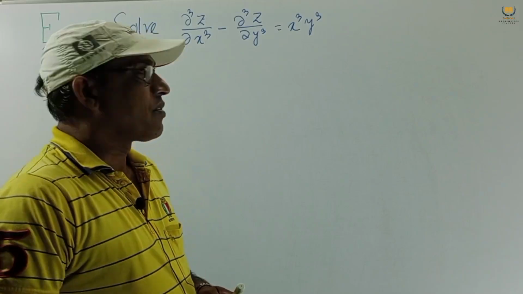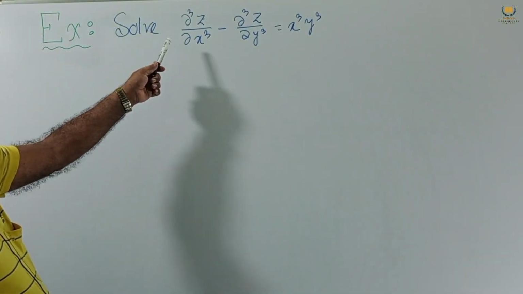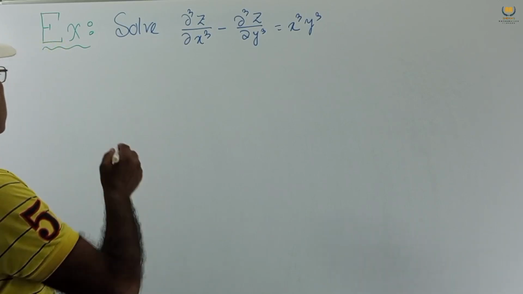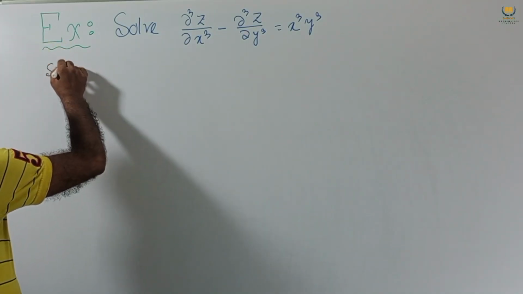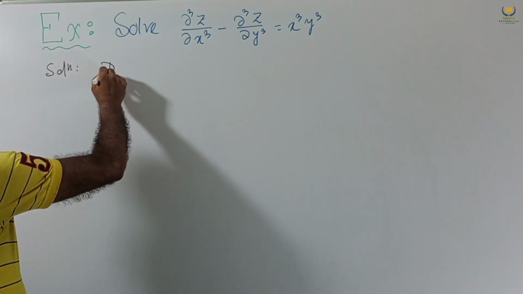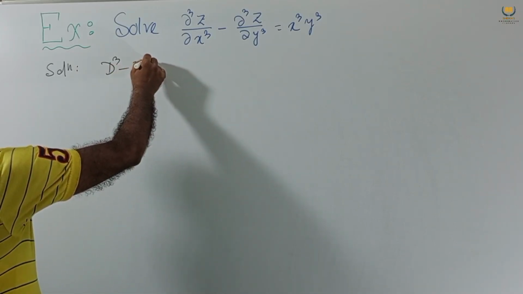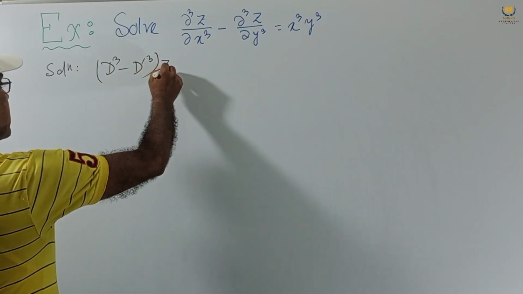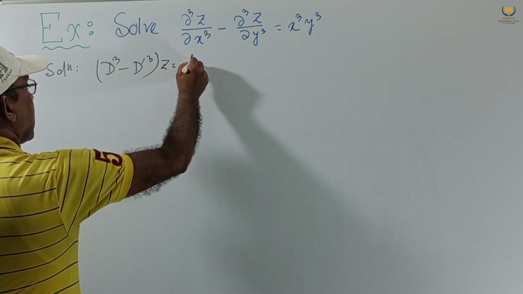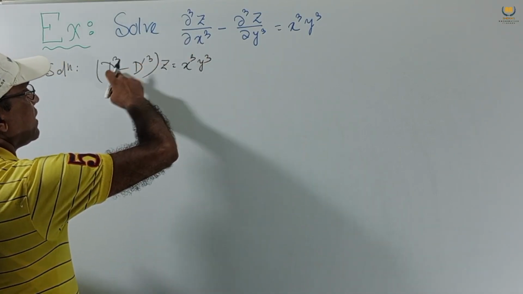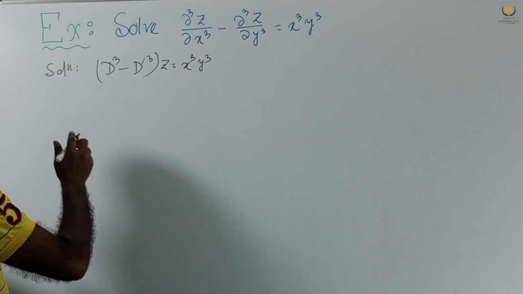Next, we consider another problem: del cube z by del x cube minus del cube z by del y cube equal to x cube y cube. The solution. So this is D cube minus D dash cube z equal to x cube y cube, because for x we write D and for y we write D dash.